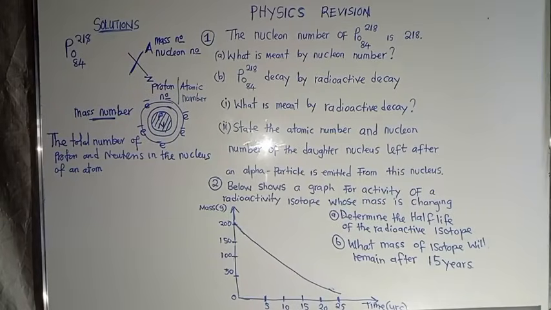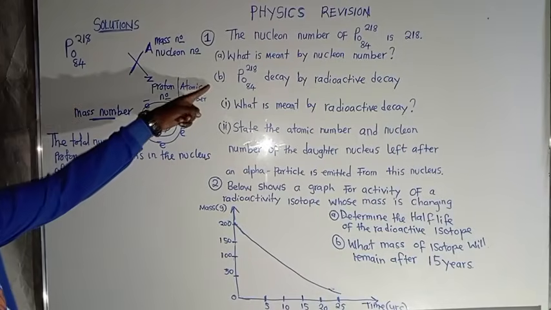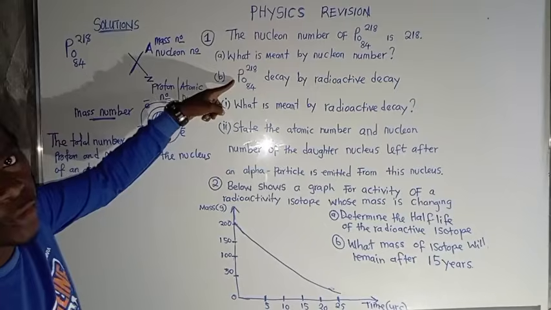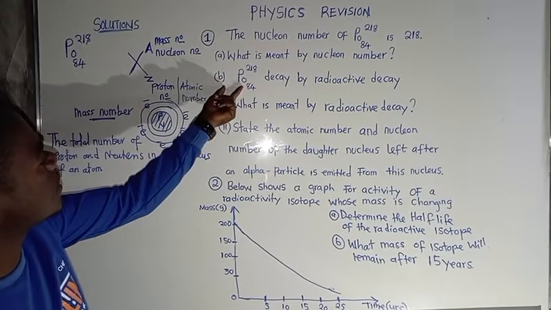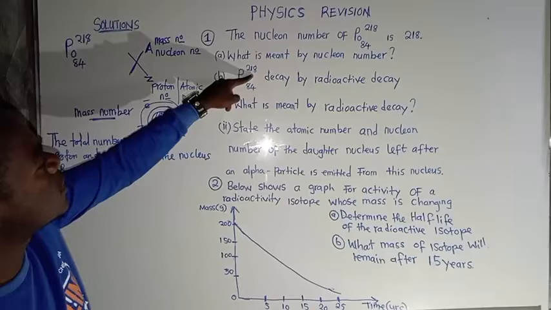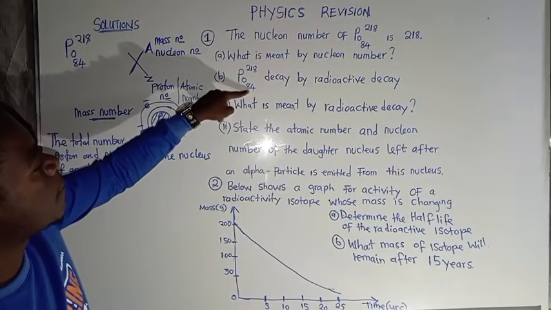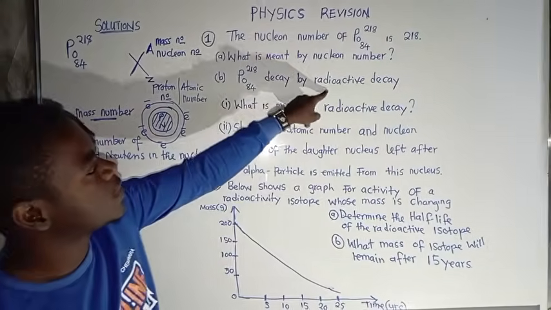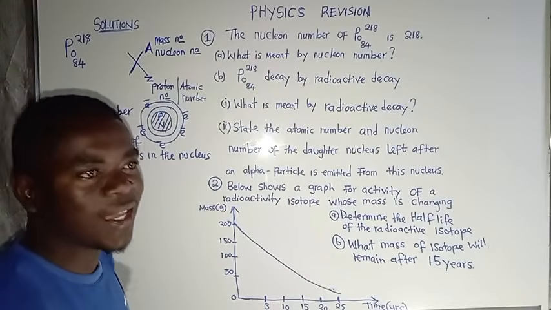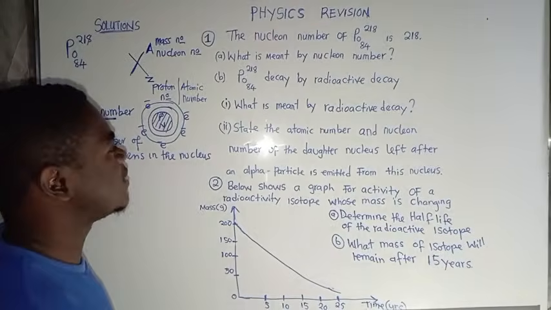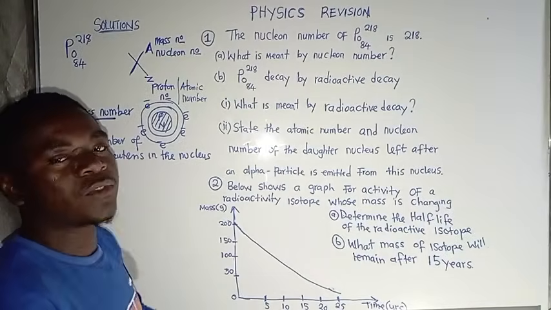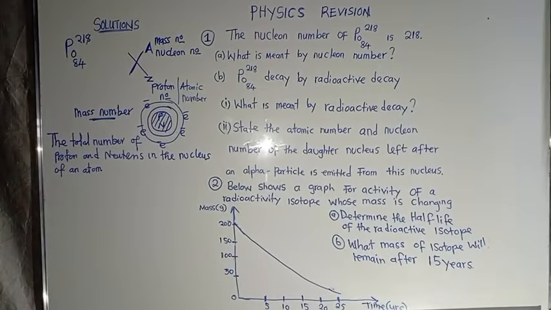We are done with that particular question. Now we move to this one, which says a particle is given. It has mass number 218 and proton number 84. It is going to decay by radioactive decay. The first question is, what is meant by radioactive decay? The people that know, I'm going to give you 50 seconds to type radioactive decay.